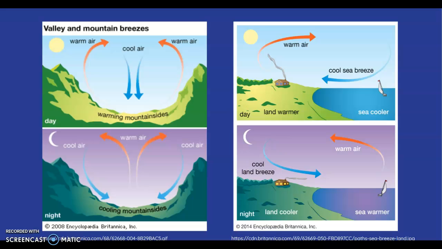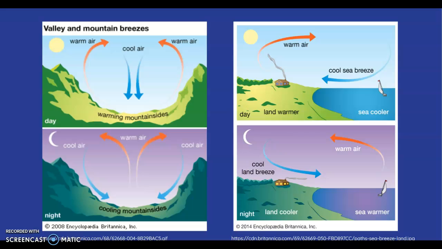Lastly, we have flow of wind on the local level. We can see that bodies of water and terrain such as valleys and mountains also affect winds. Looking at valleys and mountains, warm air flows up the sides of the mountain during the day when it's hot, and cool air flows back down. At night, this is reversed. Cool air flows down the sides of the mountains as warm air flows up.